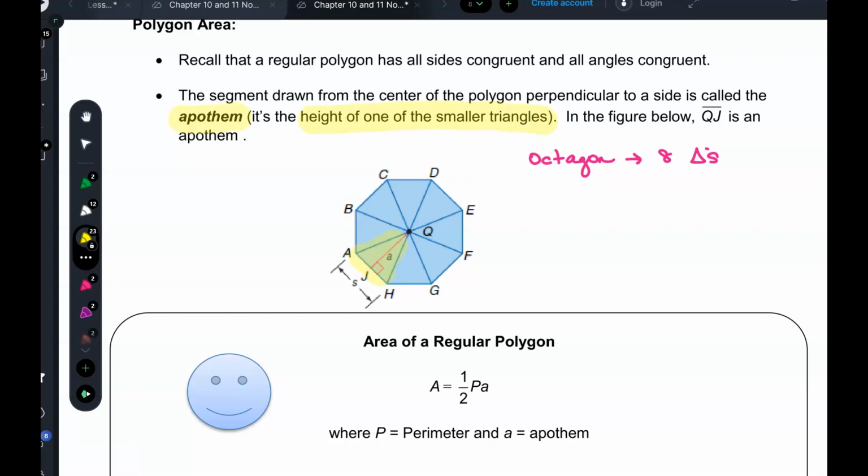Apothem. So think like you have apps on your phone. Apothem, not apothem. It shouldn't sound like an animal. So this is the apothem, and this is the side, okay?